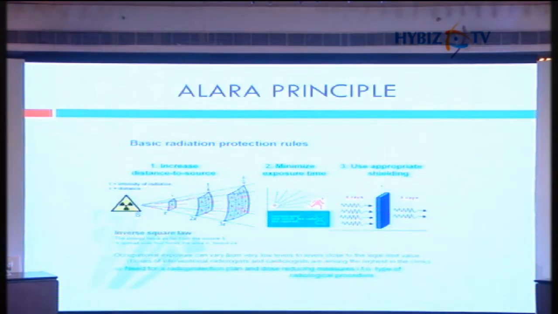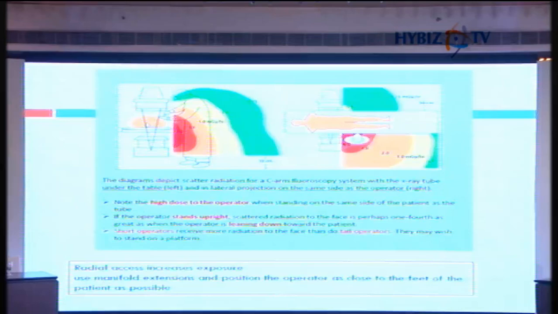So then what precautions do we have to take in our day-to-day practice, as advised by the ICRP guidelines? That is called the ALARA approach, as low as reasonably achievable radiation dose. The main 3 things are keep the distance from the radiation source, reduce the time of exposure, and use protective shields.